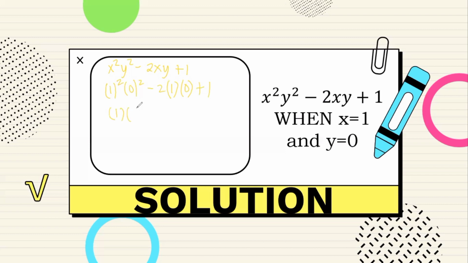0 squared is equal to 0. Minus 2 times 1, that is 2 times 0 is equal to 0. Plus 1. Bakit 0, sir? Okay, take note. Any number that is being multiplied by 0 is equal to 0. Or any expression that is being multiplied to 0 is equal to 0. So 1 times 0 is equal to 0. 0 minus 0 plus 1. 0 minus 0 is 0 plus 1, it's equal to 1. So the answer here is equal to 1.